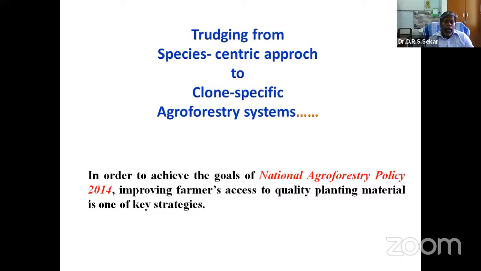In order to achieve the goals of the National Agroforestry Policy 2014, improving the farmers' access to quality planting material is one of the key strategies in which our institute is involved intensively and producing. In coming years, we will be doing a lot of clone-specific work. As with other crops, we don't simply go and buy rice in the market; we specifically tell them we want this particular brand. Like that in tree species, from an agroforestry perspective, we will give short rotation or long rotation, high productive clones. We will try to reduce the rotation age and increase the productivity. This is how the research lines are going on.